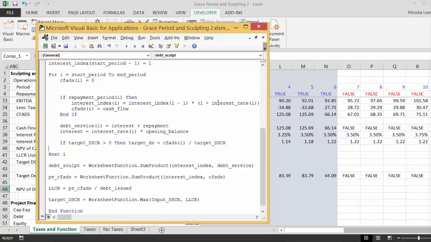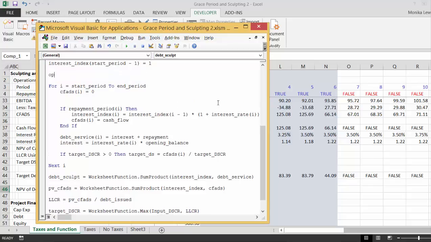Now, you've got to get the opening balance of the debt. The opening balance of the debt is the debt sculpt. That's the debt sculpt. So we start with opening balance equal debt sculpt.